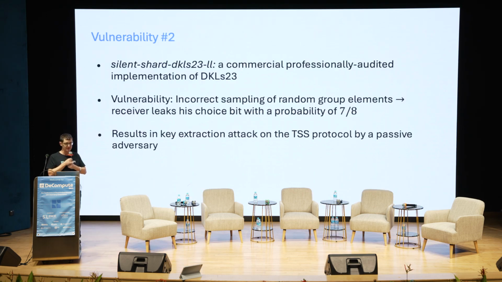So the second vulnerability is in the Silent Shard implementation. This is a commercial implementation that's actually been audited, and this is of the DKLS23. This implementation uses the Masny-Rindle OT protocol. Here, the vulnerability in general is that there's some incorrect sampling of the random group elements, and as a result, the receiver leaks their choice bit with high probability of 7/8, and as a result, a malicious sender can recover the private key, the share of the private key of the second party.